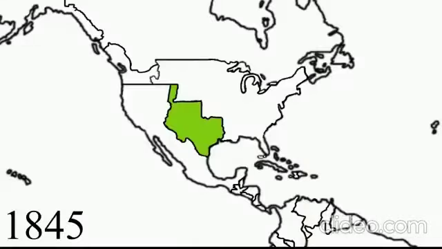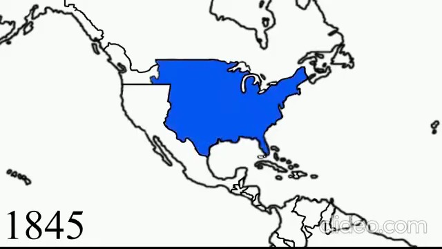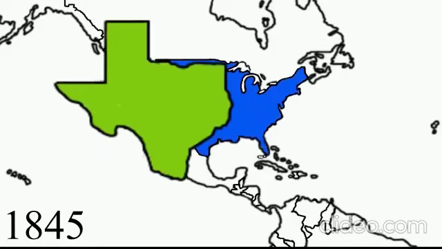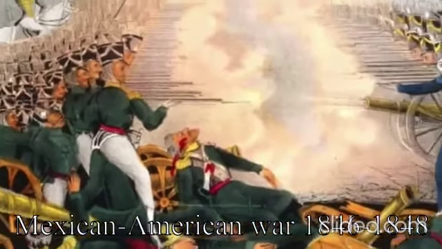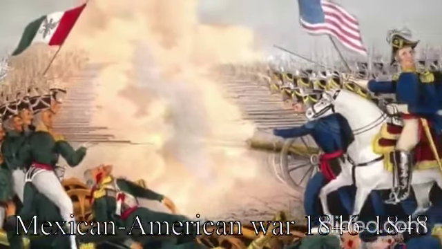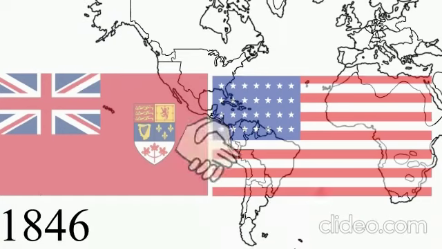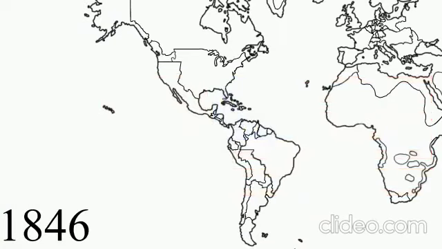In 1845, the Republic of Texas joined the United States to become the 28th state of the Union. Consequently, this started the Mexican-American War. A year later, in 1846, a treaty between British Canada and the USA was made to fix the disputed Oregon Territory, which basically made the border more of a straight line. This also made the USA border the Pacific Ocean.